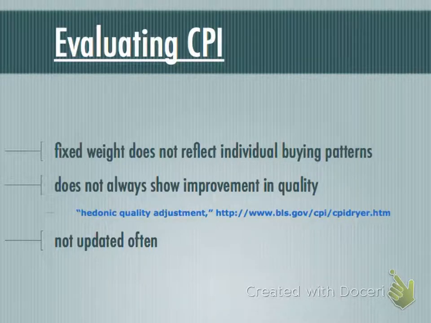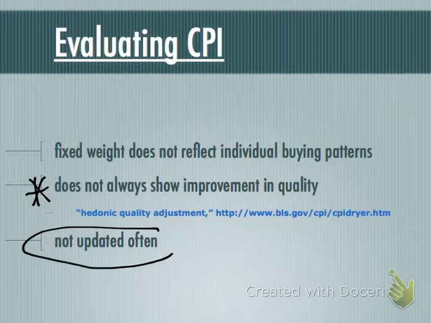Another thing, it doesn't always show improvements in quality. You may see a television included in the market basket, and you'd say, well, a television in 2013 is very different from a television from 1957. And that's true. Prices do convey quality, but they don't always show the full extent of the change. The other issue is that we rarely update it. And the reason we rarely update it is because we want it to be an accurate measure. And if you kept changing what is in the basket, you would lose some of the value of its information.